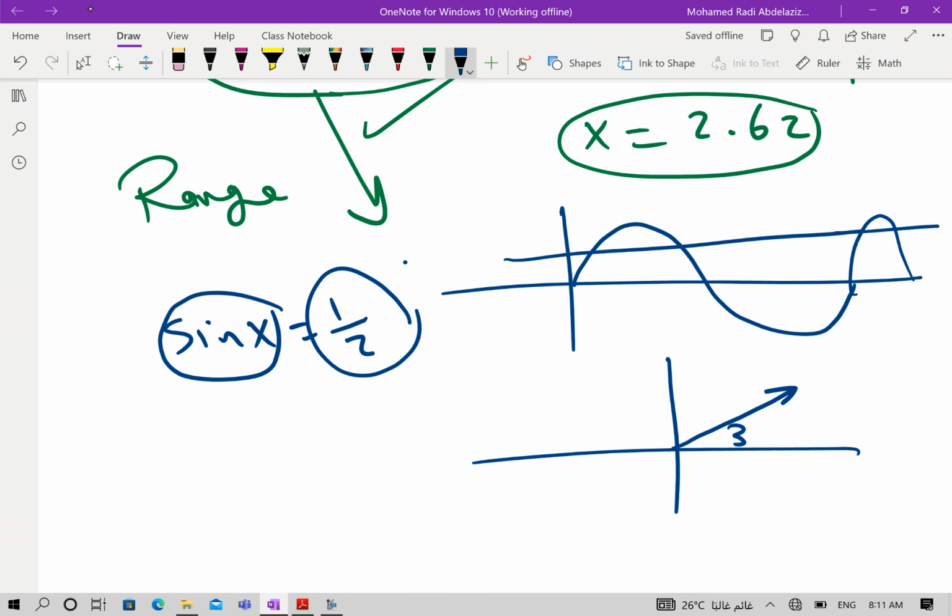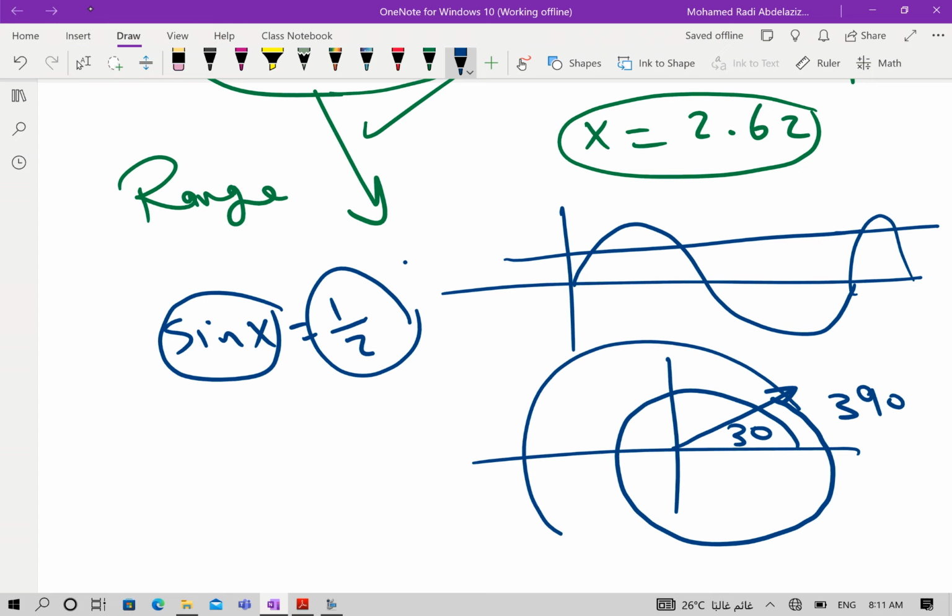If say this angle is 30, if you complete a rotation and add 30, this angle will be 390. If you try now to get sine 30 and sine 390, same. Cosine 30 and cosine 390, same. They are called equivalent angles. You can add 360 more, you will get another solution. If we subtract also, you'll get solutions. So you have to look at the range.